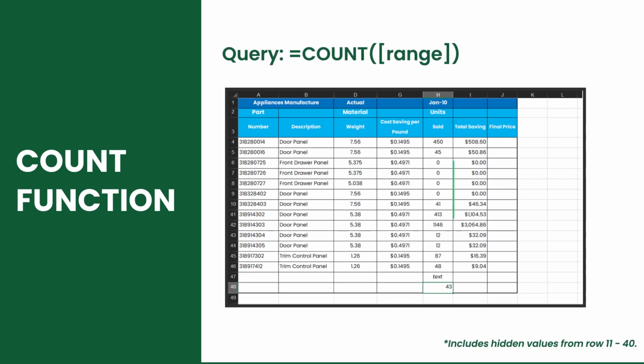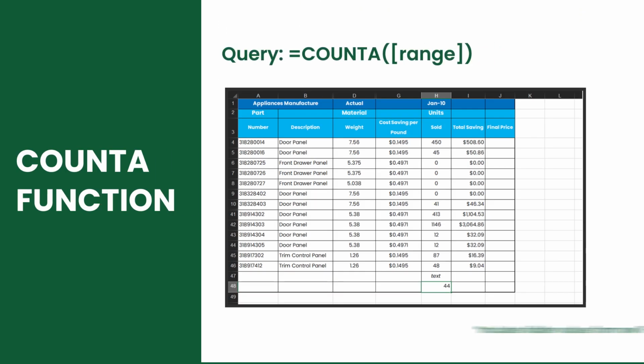Next is the count function. This counts all cells in a given range that contain numerical values. Now, the counta function is similar to the count function, but this counts all cells regardless of type.